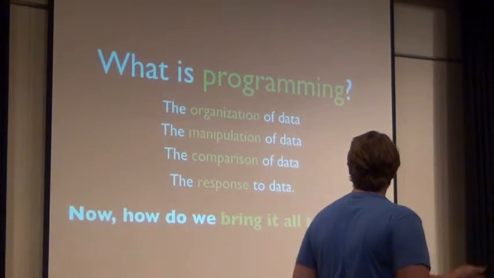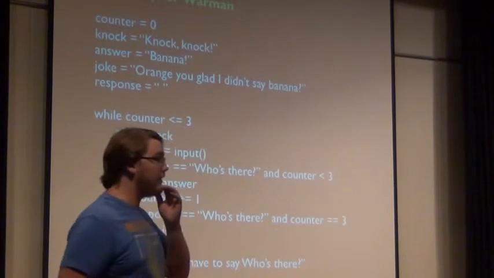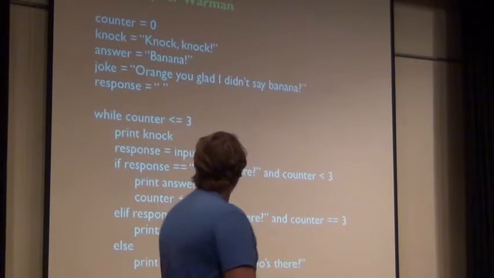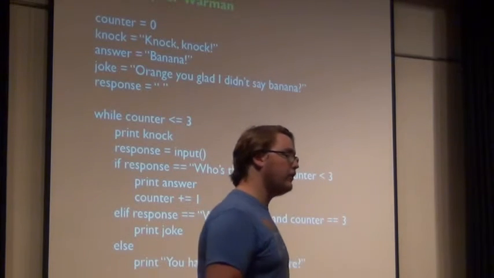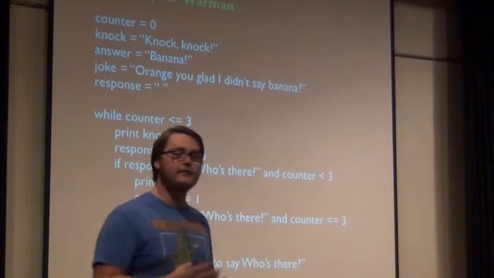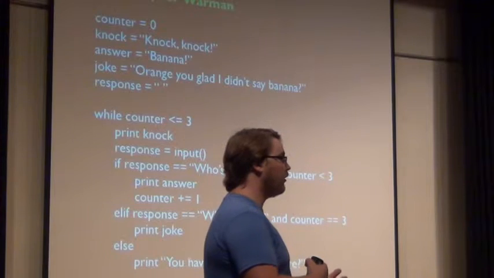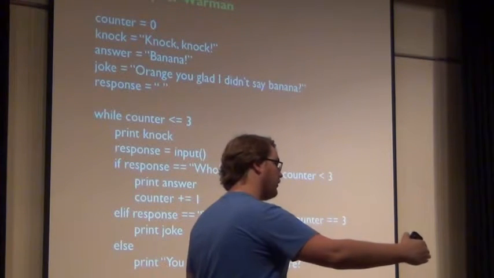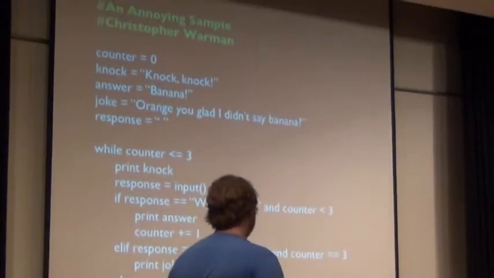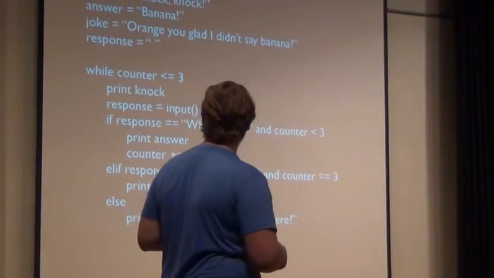Now, how do we bring it all together? The basic Python program structure is as such. This is a very, very basic example. As you can see, I called it an annoying sample. So in general, what you want to start with are the establishment of any variables that you're going to use consistently throughout the program. You want to do it up front because computer programs typically read your program from top to bottom. Python doesn't. So you want to declare your variables up front.